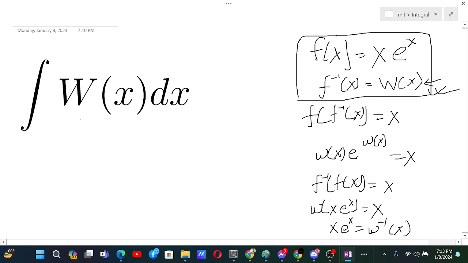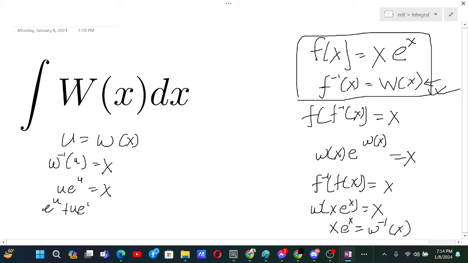For solving this integral, what we can do is first let Lambert W of x be u. If we let Lambert W of x be u, we can take Lambert W to the other side, so that Lambert W inverse of u is x. And we know the Lambert W inverse is just u e to the power u, which equals x. Now we can just differentiate both sides: e to the power u plus u e to the power u, du, equals dx.